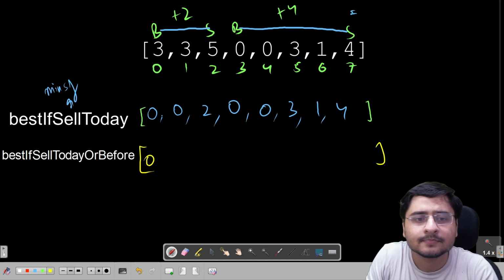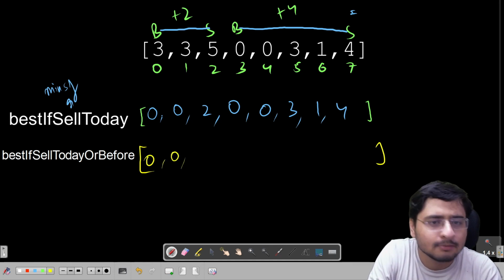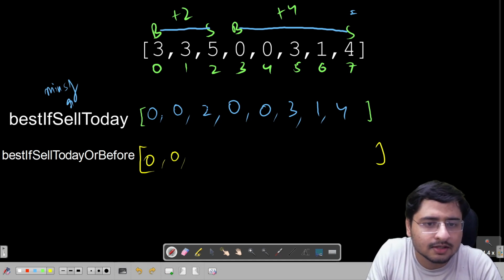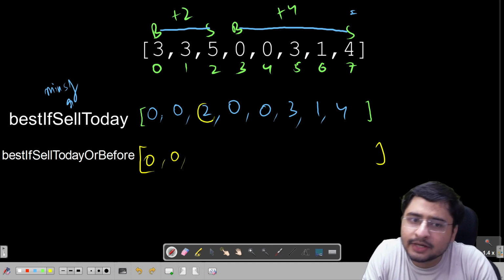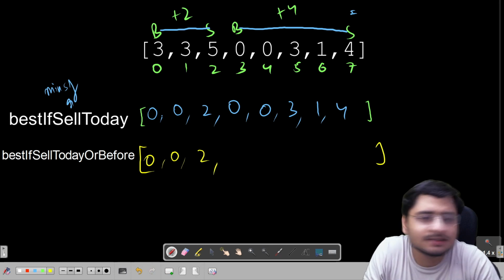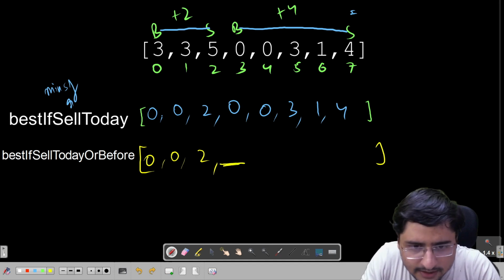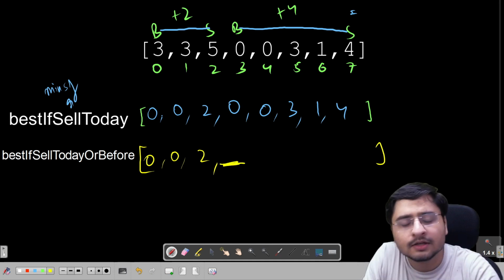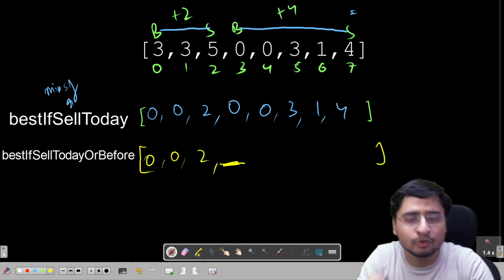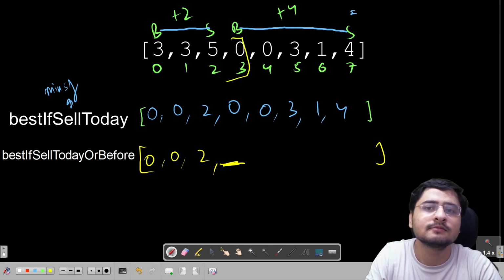So 0. Here this will become 0, because even if I sell today or sell on this particular day, this is the best I'm able to make. If I sell today, I'll be able to make 2. What is better in all of these? It is 2. That is a simple definition. What is the best in all of these, right? Because in this blank, I want to put the best I'm able to make if I'm allowed to sell on or before the third day.